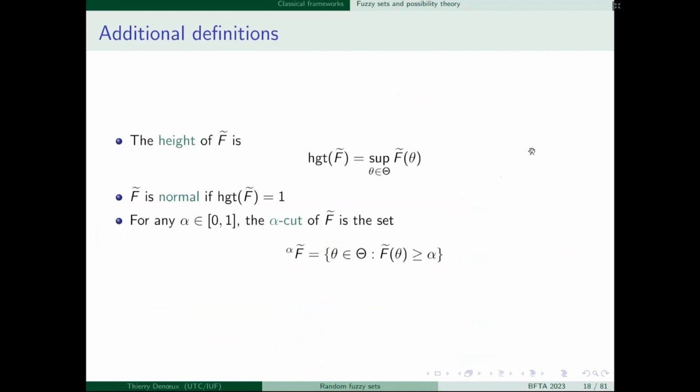So some definitions here that we'll use. The height of the fuzzy set is the maximum of the membership degrees. Okay, so we say that a fuzzy set is normal if this is equal to 1. And then the notion of alpha cut. If you take some number alpha between 0 and 1, the alpha cut of the fuzzy set F tilde is the set of elements of theta whose degree of membership is larger than alpha. Okay? The set of elements of theta which has a degree of membership in F tilde at least alpha. And it's an ordinary set, it's a crisp set.